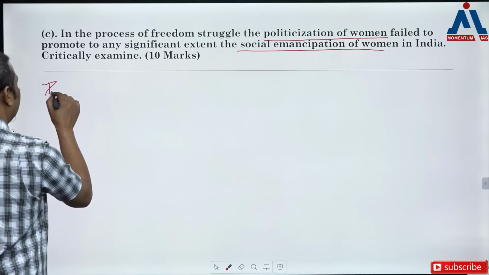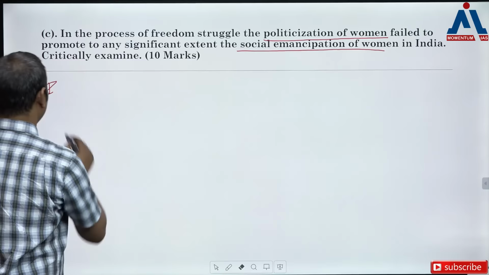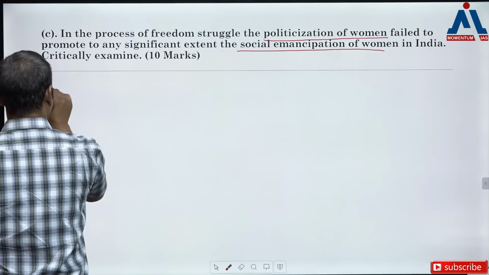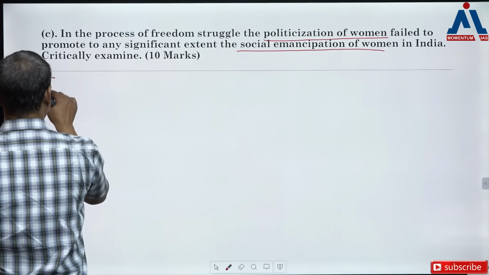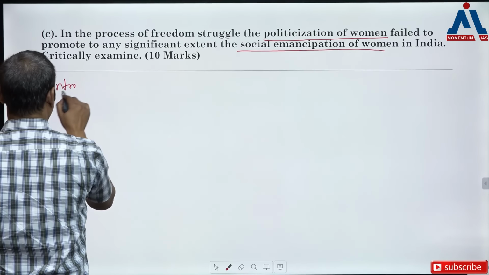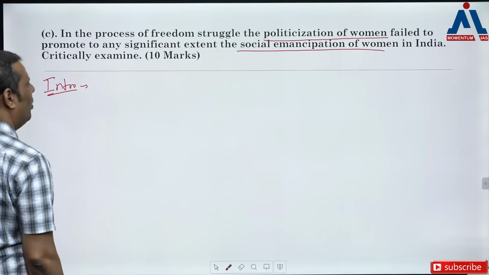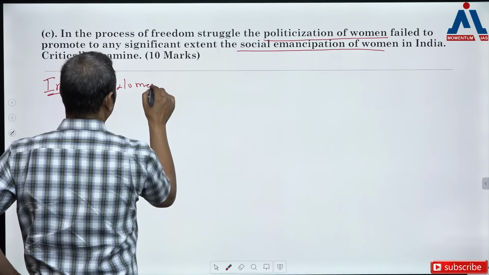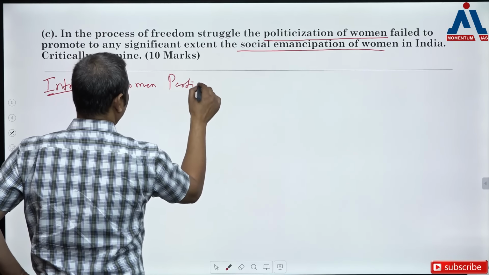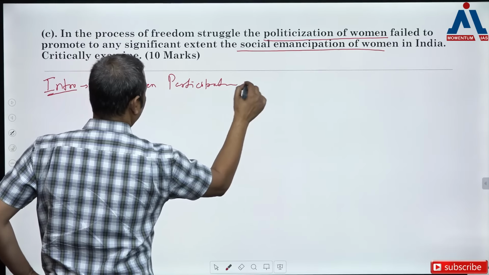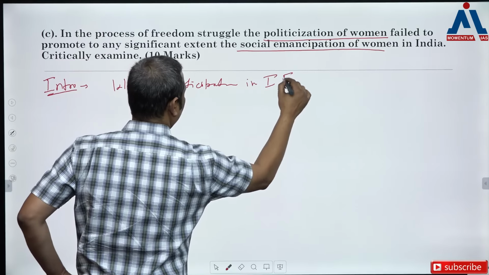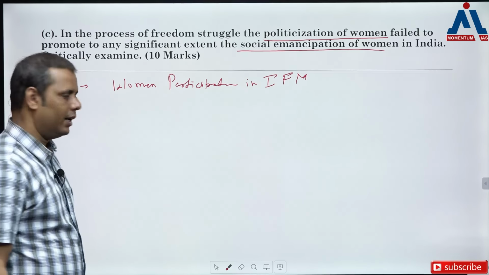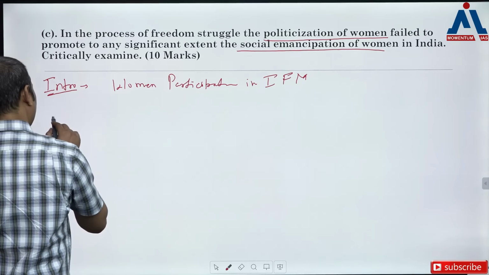was a politicization of women, or else you can write in the intro about women's participation. That's it. Women's participation in the Indian freedom movement. ठीक है? ये women participation पे आप बात करेंगे. ठीक है? That's it. Then you'll write about the next part.